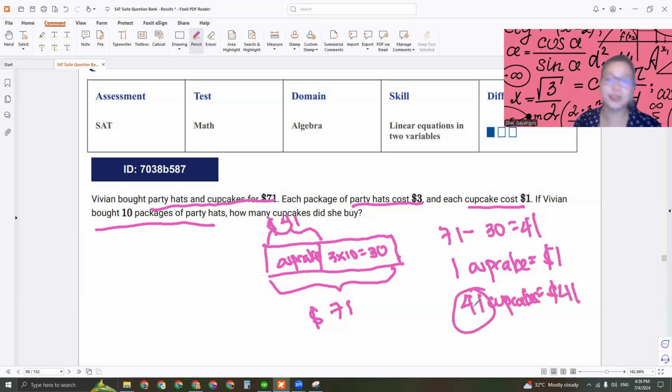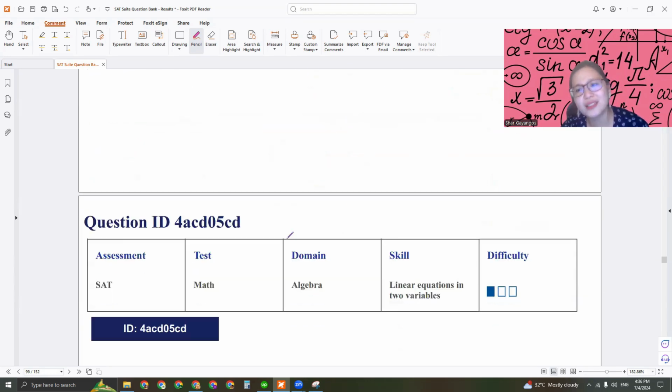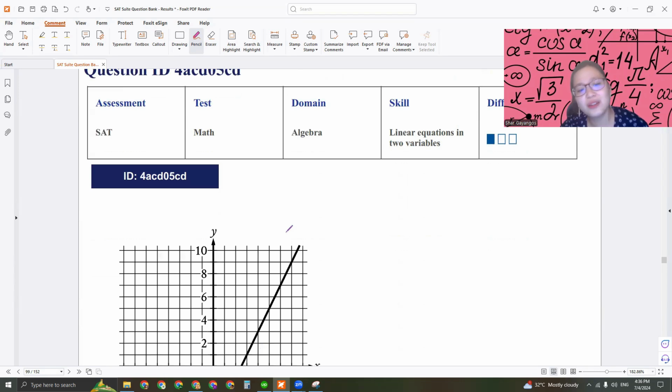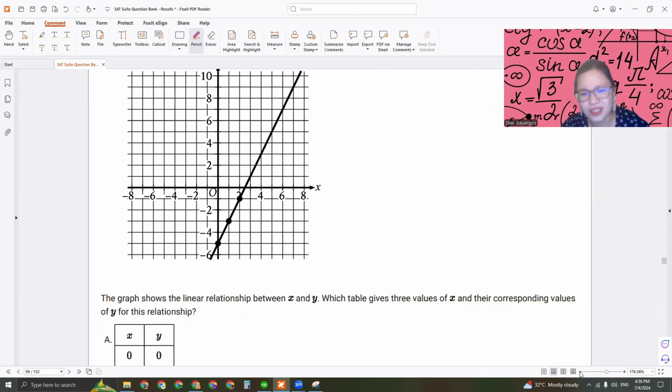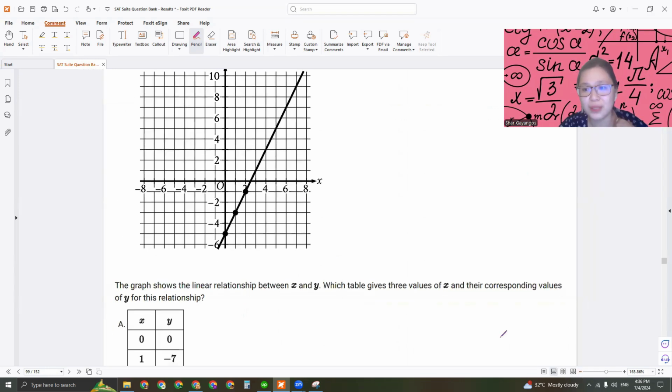So there are times where you don't even have to write things down if you already know what to do, and that's fine. Just backtrack and double-check. How do you double-check? 3 times 10 is the total cost of party hats, and then just add the total amount Vivian spent on cupcakes, and then we have 71. So that confirms we have the right answer. Alright? But sometimes don't overthink things. If you feel like, okay, I know this already, I'm good, then you were probably good. If your intuition's telling you not to double-check, probably you don't have to, okay?